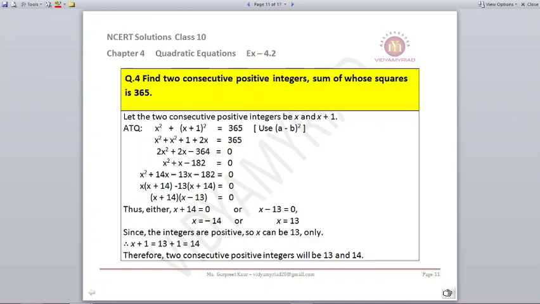Using the formula, you simplify the terms and it becomes x square plus x minus 182 equal to 0. We can use middle term splitting here. So there is (x plus 14) and (x minus 13), which means x is either minus 14 or 13. Now since they are talking about positive integers, we can take 13 only, we can't have minus 14. So if my first number is 13, my other number will be 14.